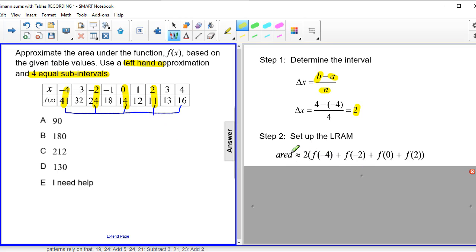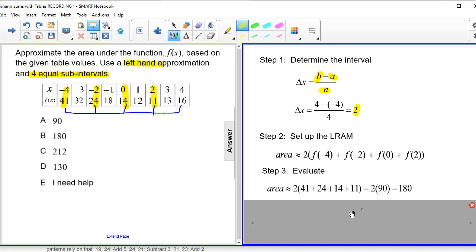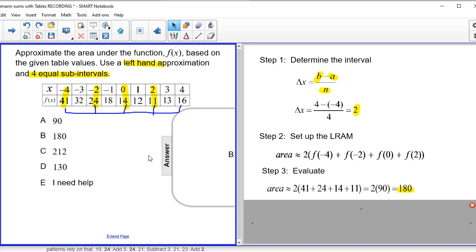So that's how we end up with the area is equal to f of -4 plus f of -2 plus f of 0 plus f of 2. Our next step will be to evaluate. So we see that f of -4 is 41, f of -2 is 24, f of 0 is 14, f of 2 is 11. That's also given here in the table. And evaluating that out, we find that the area under the curve is approximately 180 square units. So the correct answer is B.